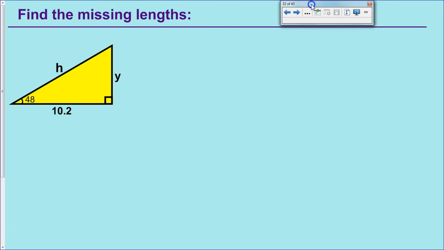All right, let's apply it. Here's a triangle. Take a moment, pause the video, draw it, label it. What I want you to try to do is write two trigonometric equations that will help you solve for y and h. Pause the video and try to do that.